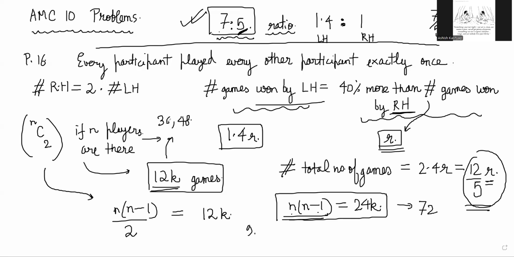Yes. So from the two options itself, we can realize that out of 36 and 48, n into n minus 1 should be 24K. We'll be getting a correct answer for 36, right? Yeah. That will be our answer.